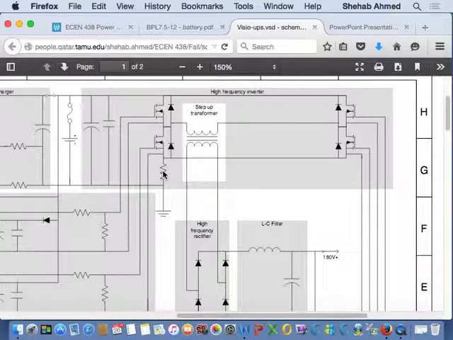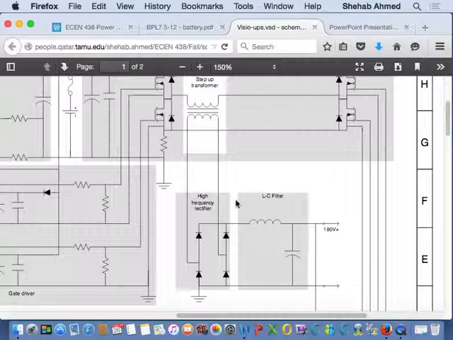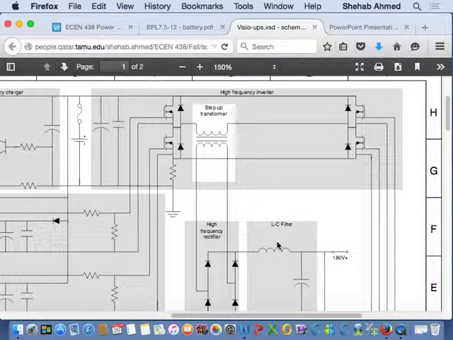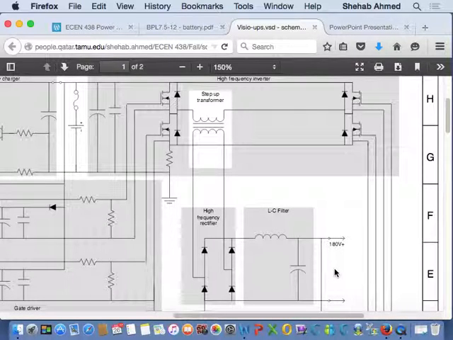So this section here, this block, as well as this block, as well as this rectifier block and this filtering block, they all do the function of stepping up the voltage from 12 volt DC to 180 volt DC. Here I'm creating only a 120 volt AC output.